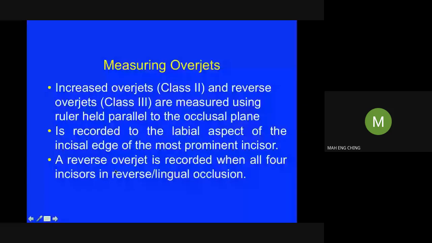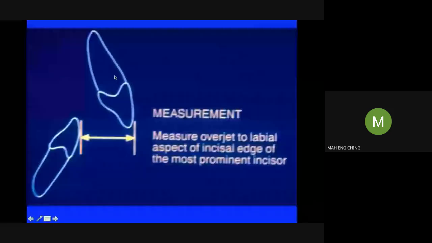This picture just summarizes what we said just now. The measurement should be from incisor labial surface to incisor labial surface. That's how we measure the overjet. And this ruler must be parallel to your occlusal plane. Don't tilt it up and down because the measurement might change.